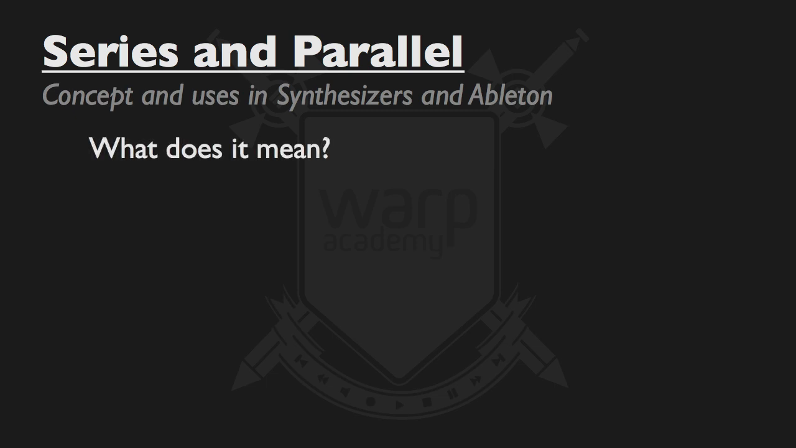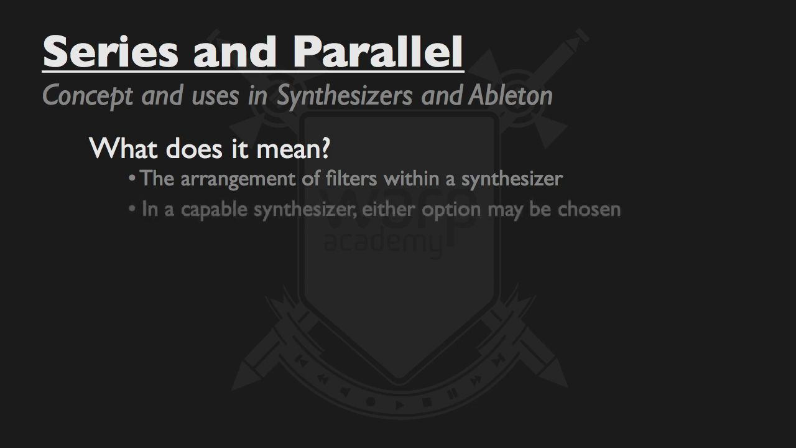In synth terminology, the terms series and parallel generally refer to a configuration of filters and how audio passes through them. In a capable synthesizer with multiple filters, for example Analog, Massive, Decimator, Synth Squad, etc., signal flow is arrangeable in either series or parallel, or sometimes a more complex combination of the two, using variable amounts. But to start with, let's just have a look at the basics.